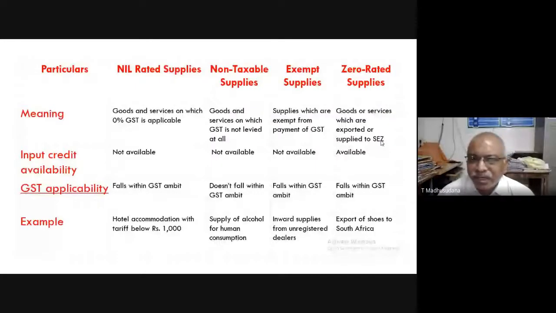Next, zero rated supplies fall within the GST ambit, but their tax may be returned or refunded by the government.